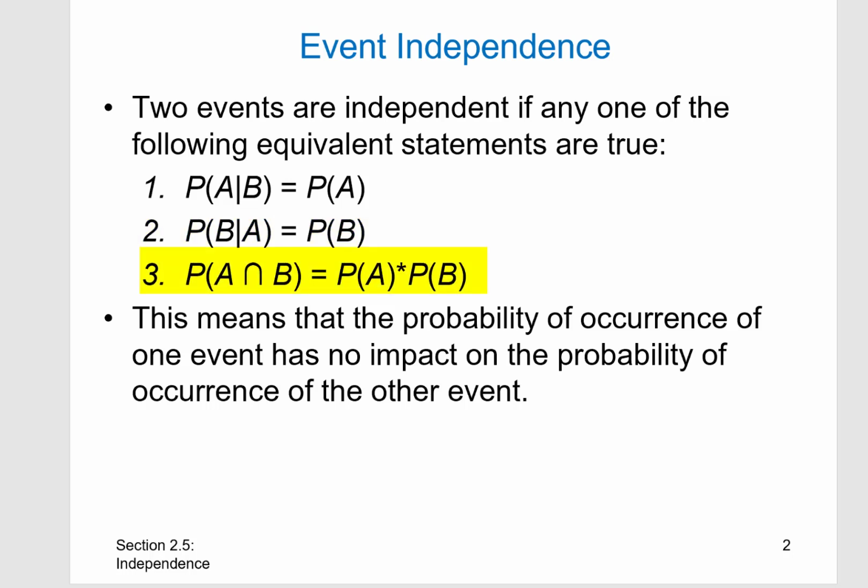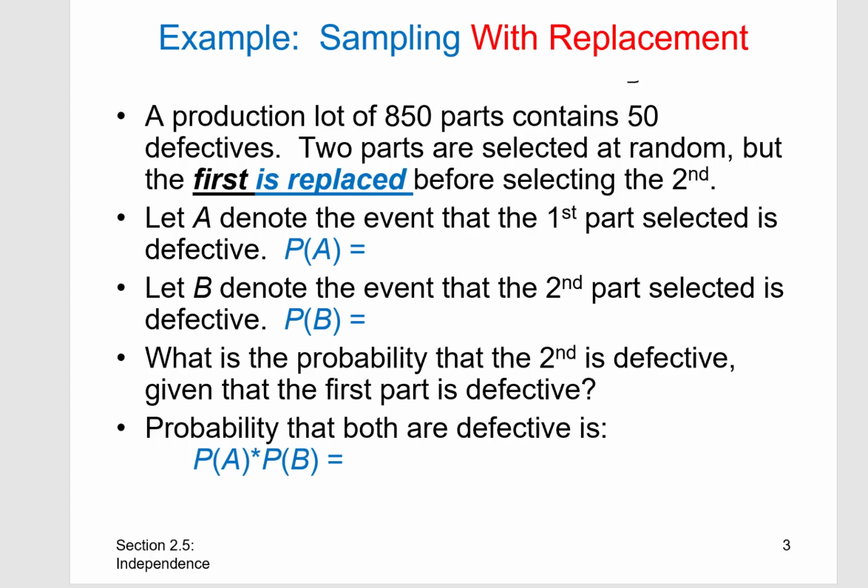Also, if we find that the probability of A and B equals the probability of A times the probability of B, this is another way to show that the two events are independent. Now, if we're told our events A and B are independent, then all three of these will be true, and we can use them to find probabilities. So note, what does this all mean? It means that the probability of the occurrence of one event has no impact on the probability of the occurrence of the other event. So let's look at this example.